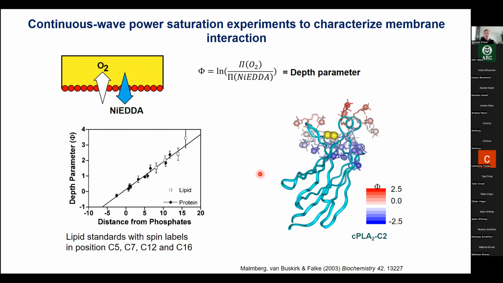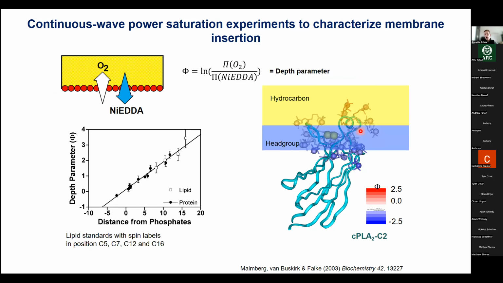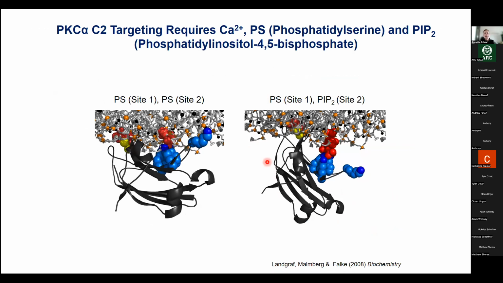And by doing so, what they do is look at membrane binding proteins, and by assigning a depth parameter, they can know that depth parameters that are strongly positive are deep inside the hydrocarbon core, while the intermediate depth parameters are where the protein interacts with the head group region, and the strongly negative ones is where the protein is in the cytosol. And in this case, for example, they have used this to shed a little light on the activation mechanism for the C2 domain of PKC alpha.